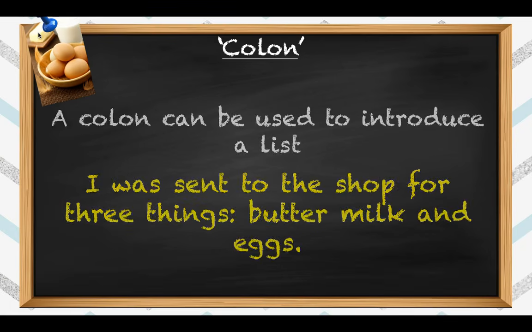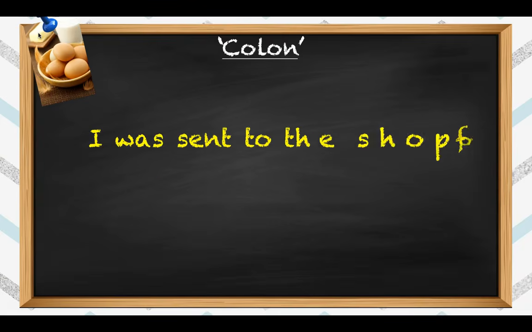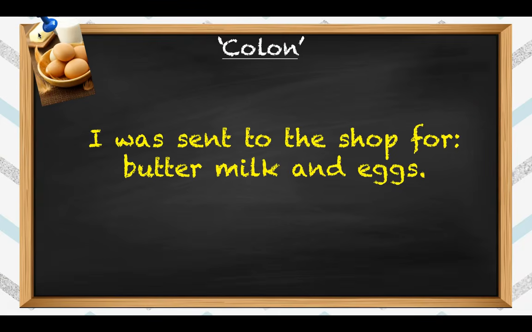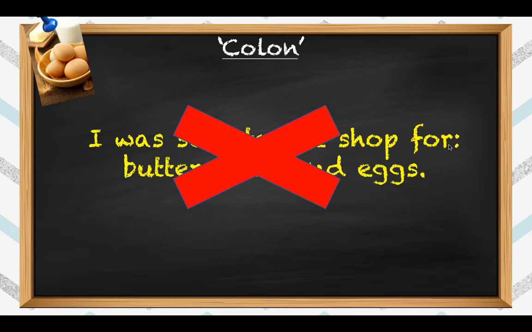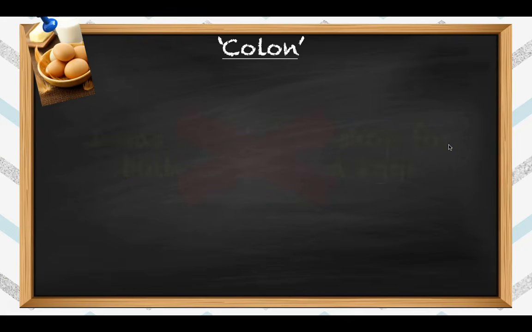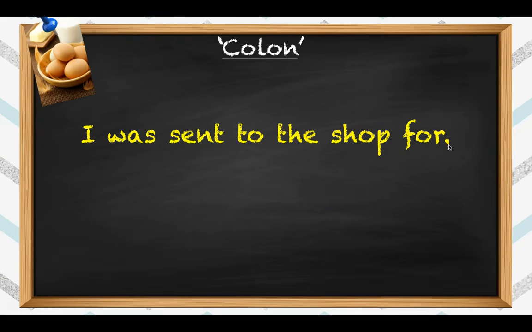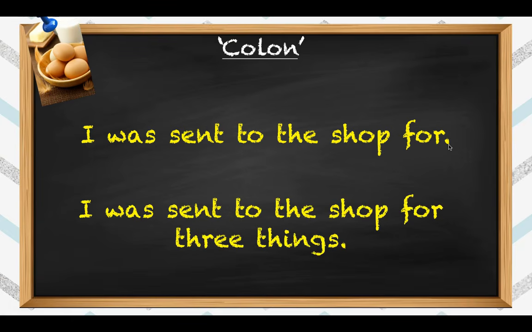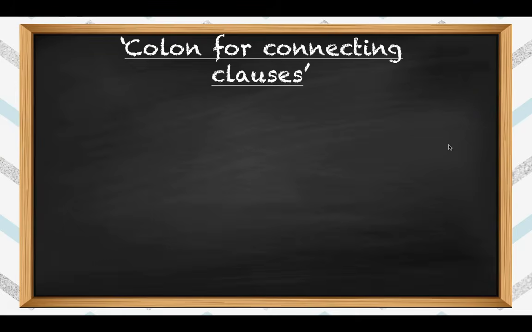However, the mistake that most people make is writing the sentence like this: I was sent to the shop for butter, milk, and eggs, and putting the colon after the word for. This is incorrect, because there has to be an independent clause, a standalone sentence that makes sense on its own on at least one side of the colon. In this case, I was sent to the shop for does not make sense on its own. I was sent to the shop for 3 things does. Think to yourself, if I put a full stop at the end of this collection of words, will it make sense on its own?